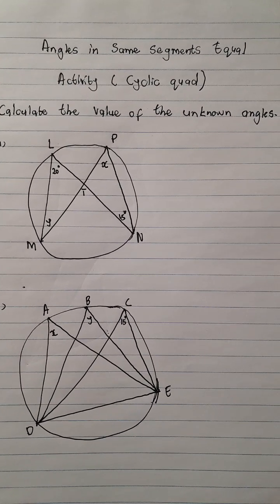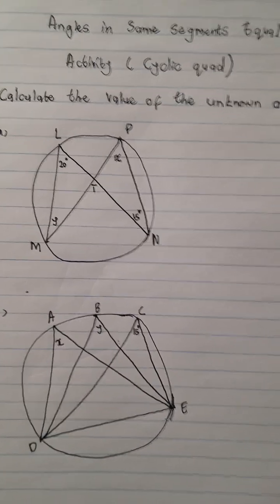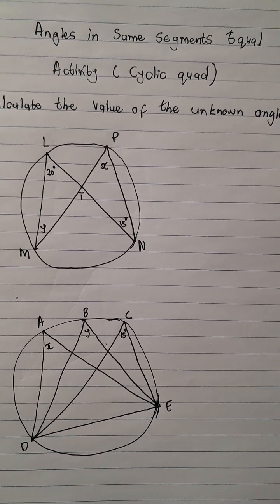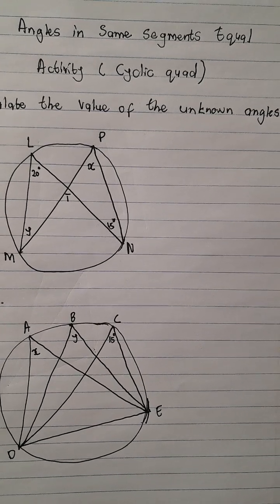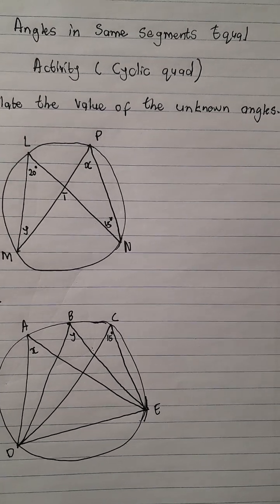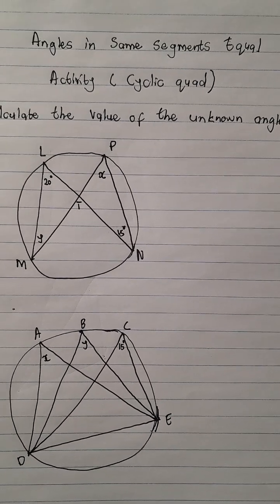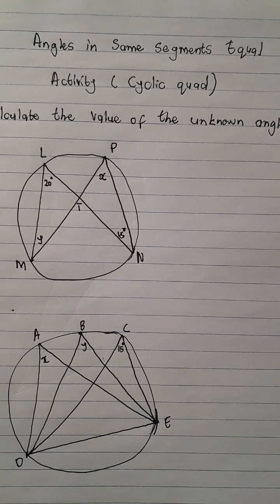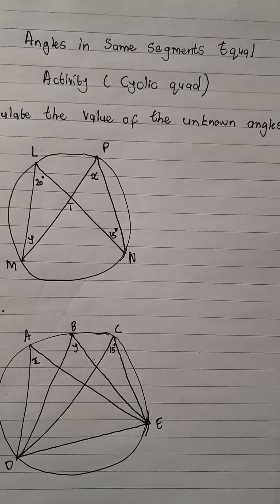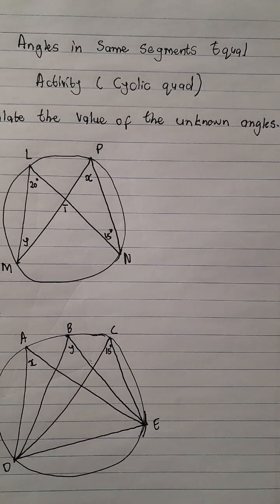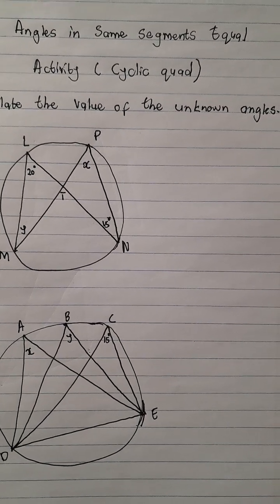So the first question says calculate the value of the unknown angles. What we can see is that both L and P are angles on the same segment. That's what we can see first here. And we can see that L is equal to 20 degrees, and angle P is equal to X. So we are looking for those missing values, which are X and Y.